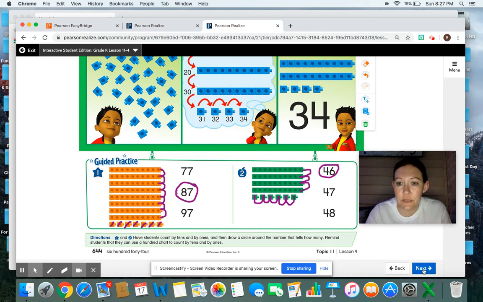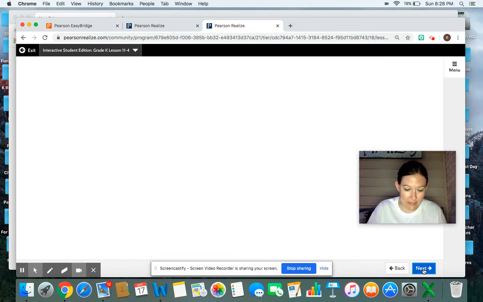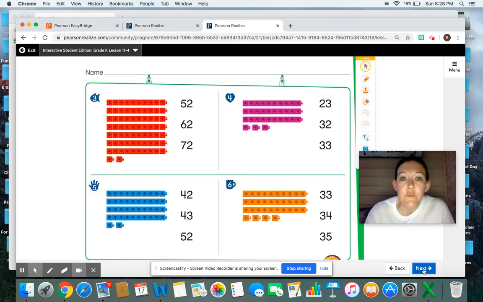All right, let's try some more. Go ahead and look at the next page. You don't even have to turn it. It's just the next page in your book. For all of these, we're going to do the same thing. We're going to count each group of 10 by tens. And then when we get down to the bottom to these cubes that are not in a group of 10, we have to count those by ones.